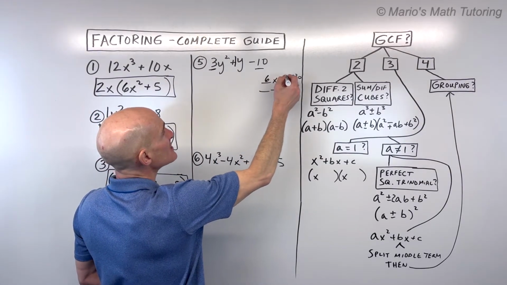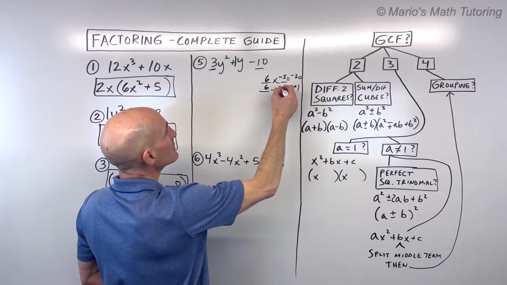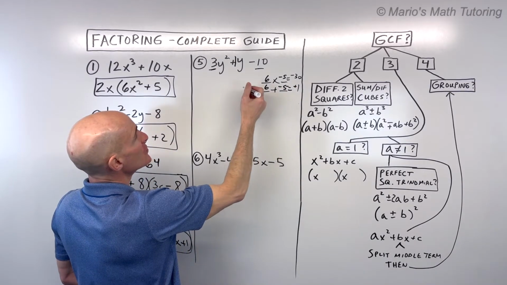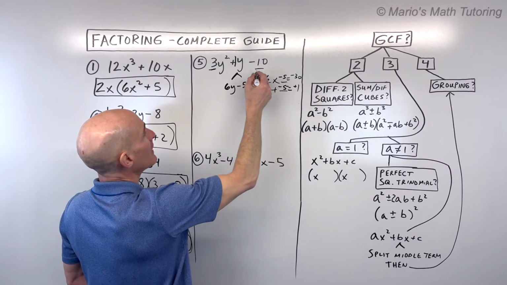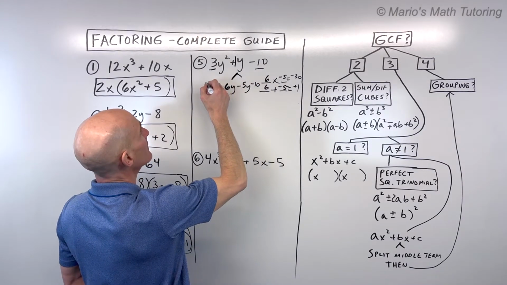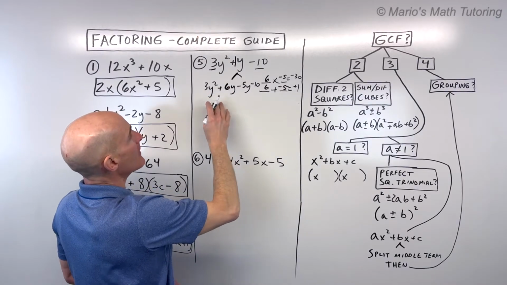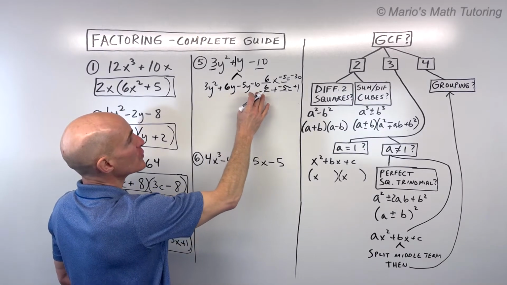Well, that's going to be 6 and negative 5. And so what we do is we use these 2 numbers to split the middle term. We're going to make this 6y and negative 5y. I'm going to bring down the negative 10 and the 3y squared. And then notice what we have now. We have 1, 2, 3, 4 terms.